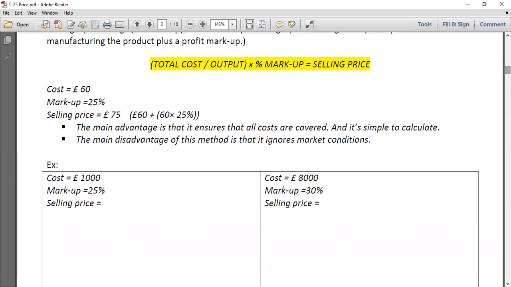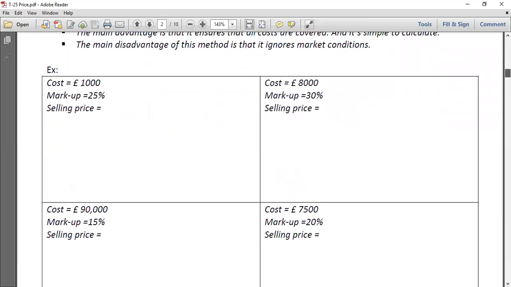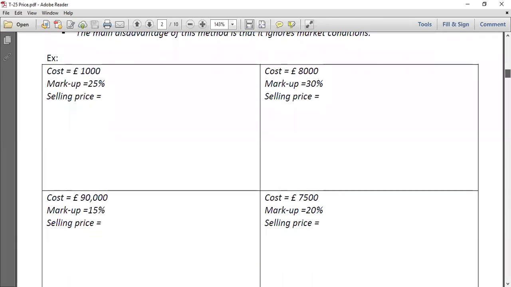Okay, so I'm asking this question from all of you. If you are watching this, you can join, and if you are hearing this, you can use the chat line to communicate. Okay, first question. Cost is 1,000, markup is 25%. What is the selling price?